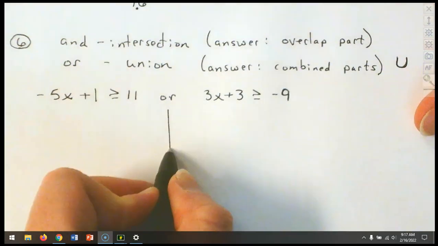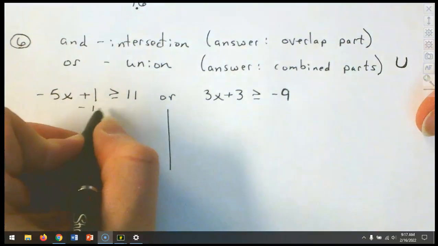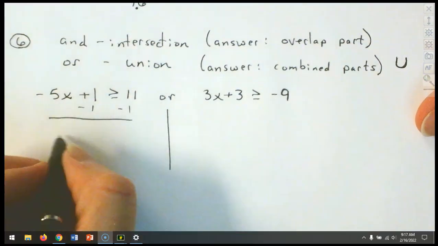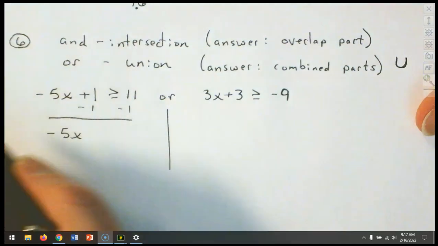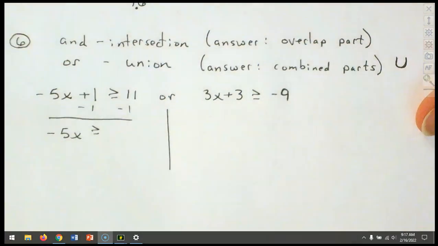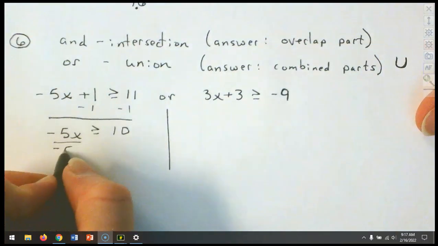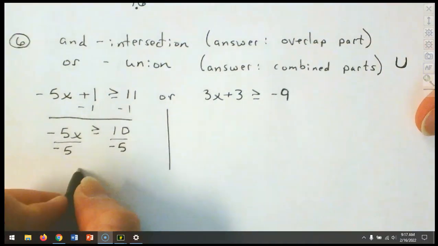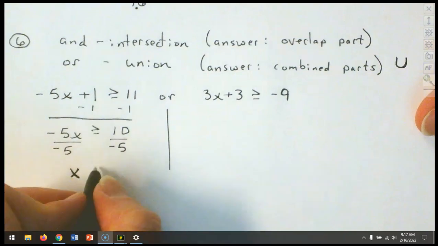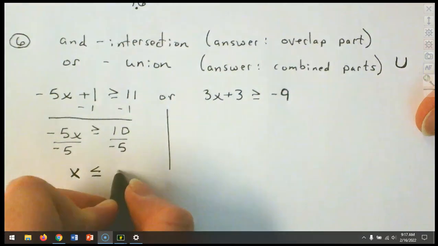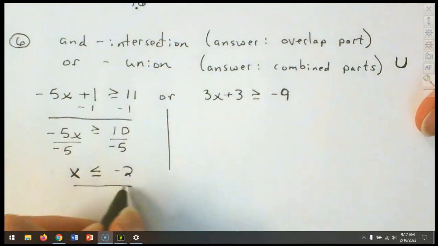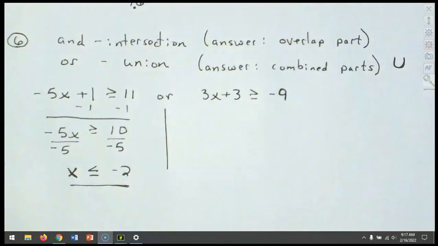I always like to just draw a line here so we can separate them out. And move that 1 over. So we'll do the left inequality first. So moving that 1 over, we have a minus 5x is greater than or equal to 10. We'll divide by our negative 5. Now that's going to force your inequality symbol to flip. So make sure you flip that inequality. And 10 divided by negative 5, well, that is a negative 2. Make sure you flip that inequality, though.